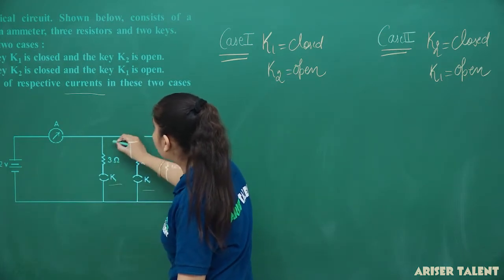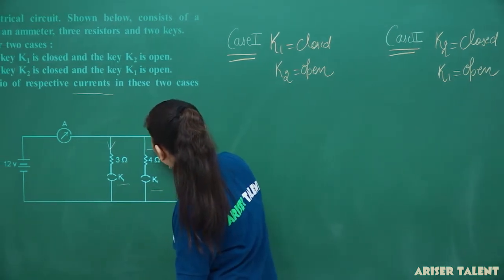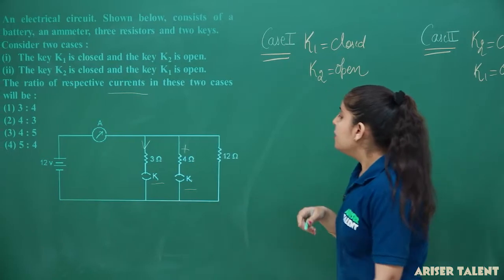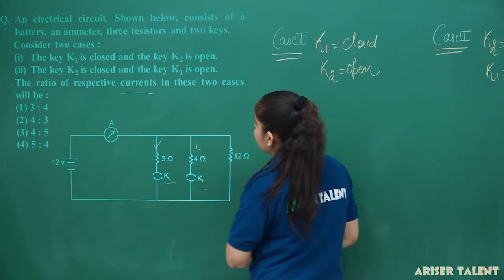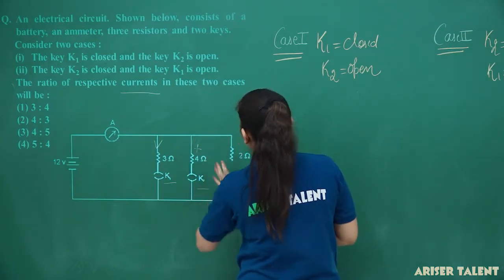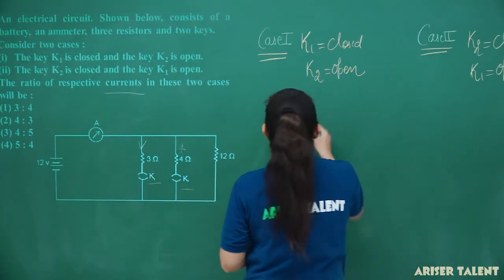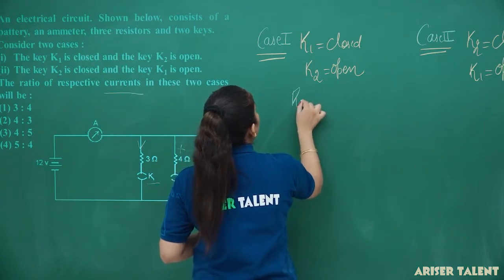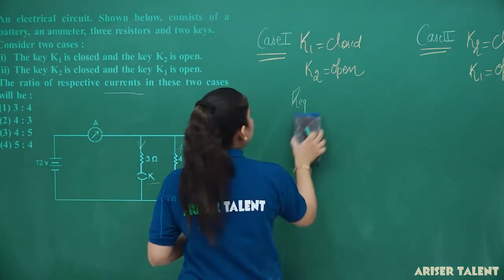Now, firstly, if I am assuming that K1 is closed and K2 is open, if K1 is closed, then the current will be only flowing through this branch, and in K2 there will be no flow of the current. So, we will not count this resistance because the circuit will be open here. So, this 12 and 3 will give you a parallel combination.